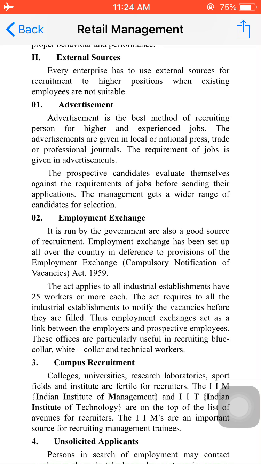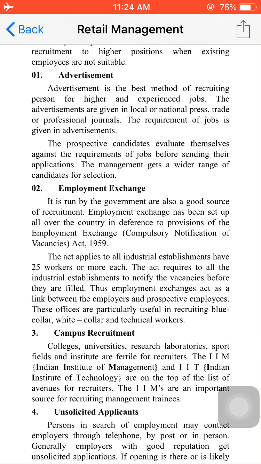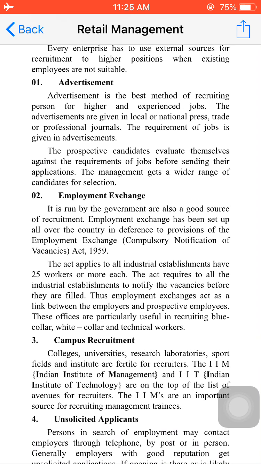Advertisement is the best method of recruiting person for higher and experienced jobs. The advertisements are given in local or national press, trade or professional journals. As I said, your advertisement is nothing but giving a publicity, giving an ad, so that the best qualified person can be recruited. As I said, all the newspapers, emails, all these things. Emails can be sent only for the prescribed number of persons, but whereas newspaper is anonymous, even the strangers can apply for the jobs if qualified there.